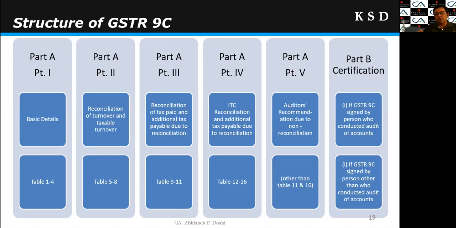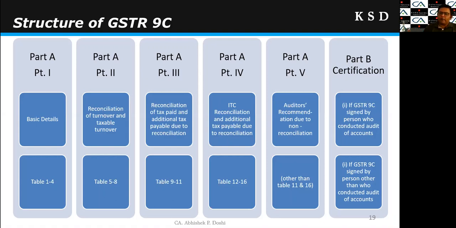Then tables 12 to 16, right? These are various details regarding input tax credit and reconciliation of the input tax credit. Then Part A, point 5, that is the auditor's recommendation due to non-reconciliation. So here the important words are due to non-reconciliation. If there is any additional liability recommendation due to non-reconciliation, I may report it under Part A, point 5, or para 5 of the form, right?